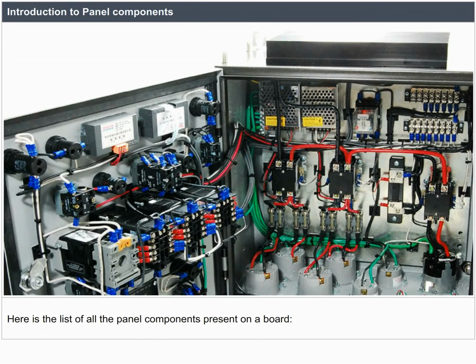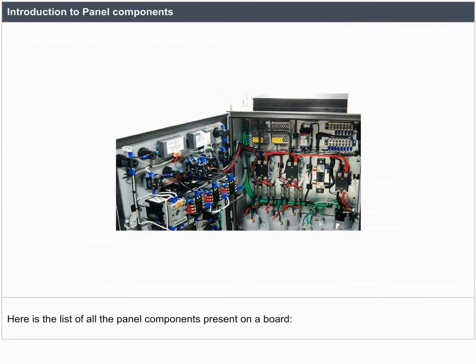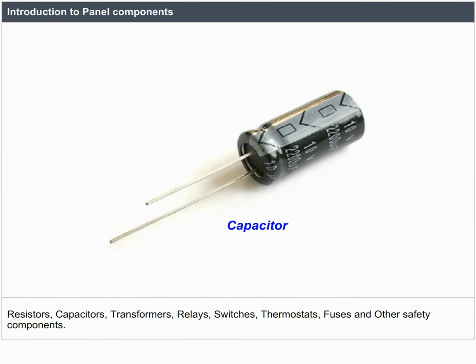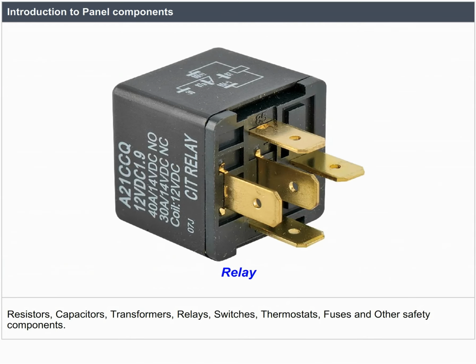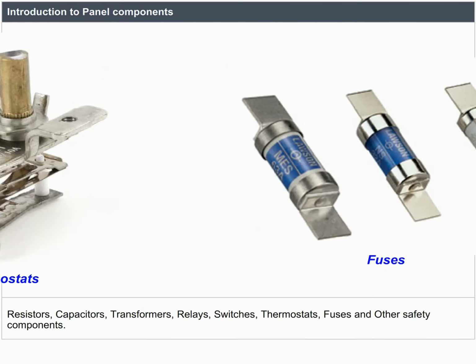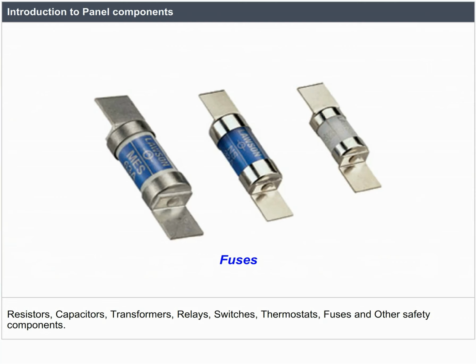Introduction to panel components. Here is a list of all the panel components present on a board: resistors, capacitors, transformers, relays, switches, thermostats, fuses, and other safety components.